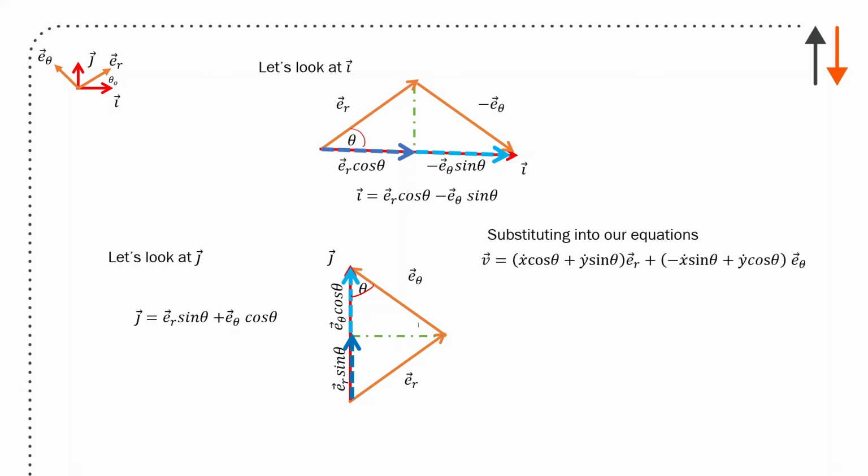Substituting into the equations, I get v is equal to (x dot cos theta plus y dot sine theta) e_r minus (x dot sine theta plus y dot cos theta) e_theta. So now I have both of the terms. I have all of the expressions here. Same thing for acceleration, which is (x double dot cos theta plus y double dot sine theta) in the e_r direction minus (x double dot sine theta plus y double dot cos theta) e_theta.